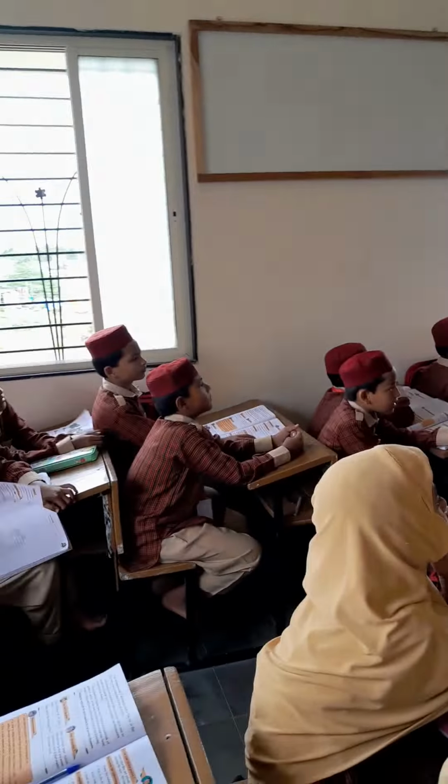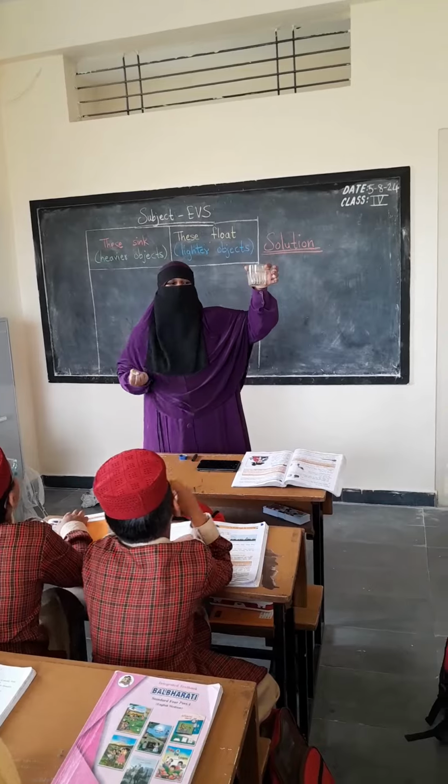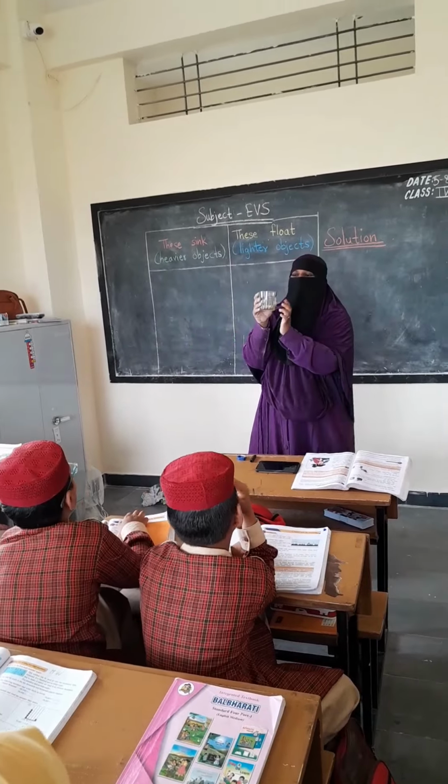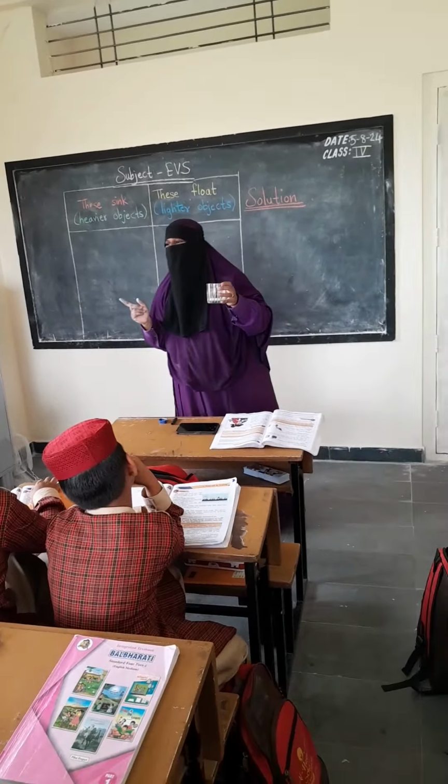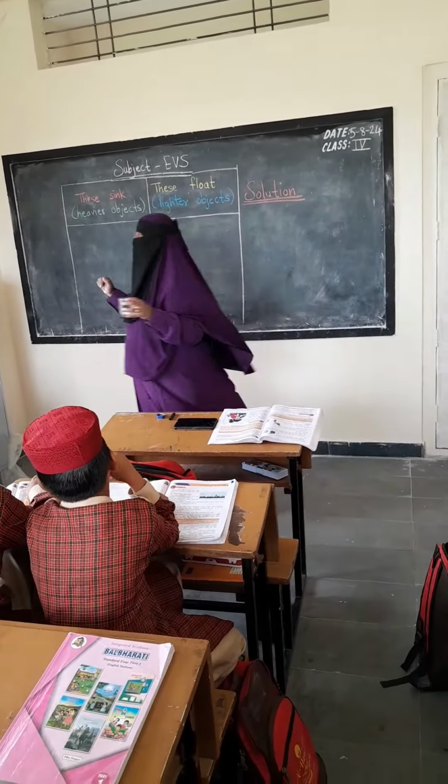See, now I am taking this eraser. All pay attention here. I am going to put this into this glass. You can see now? What happened to this eraser? Sinking down. That means what? Is it heavier or is it lighter? Heavier. So the eraser will come in which column? This column, because it is heavier and it is sinking down. Sink means going down and settling down.